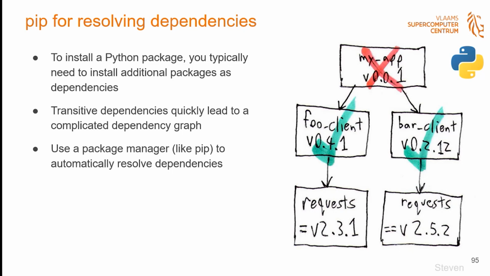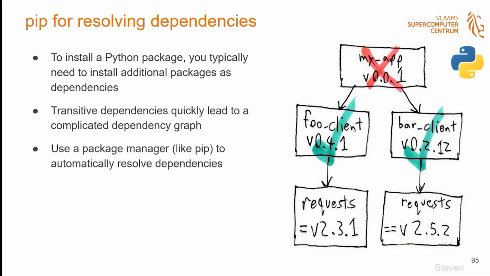Something that has been said before is that if you install some software, in this case a Python package, there are typically a number of dependencies, so a number of additional packages that need to be installed. And one thing that often happens in Python is that APIs are not very stable, which means that you often need a very specific version of a certain package as a dependency. If you then take into account that there are transitive dependencies, so dependencies of dependencies, you can imagine that you get quite a complicated dependency graph quickly.